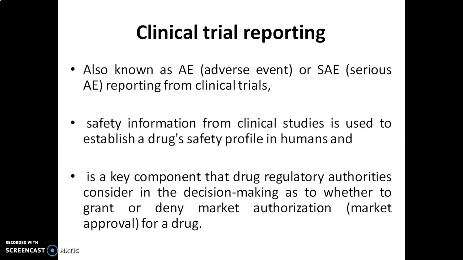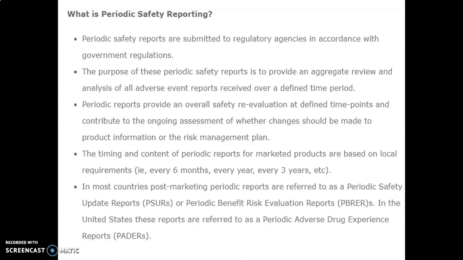So next is clinical trial reporting, also known as adverse events or serious AEs reported from the clinical trial. Safety information from clinical studies is used for establishing the safety profile in humans. With the help of this data, the drug safety profile can be developed. It's one of the key components that drug regulating authorities consider for decision making, as to whether to grant or deny the market authorization approval of the drug. That is from the clinical trial reporting.